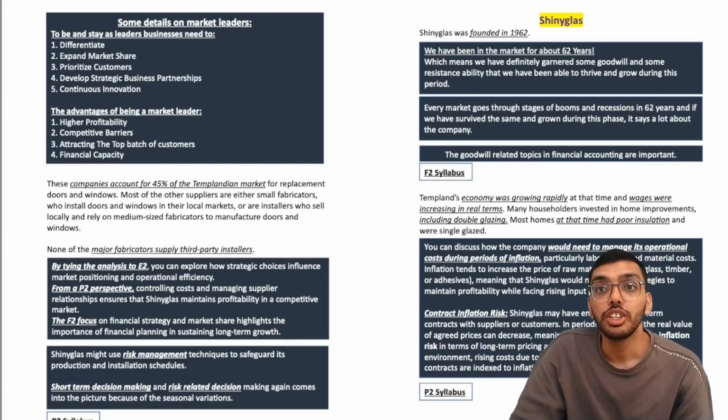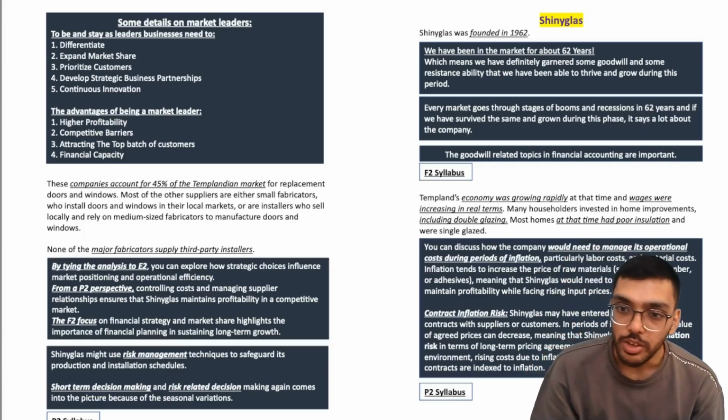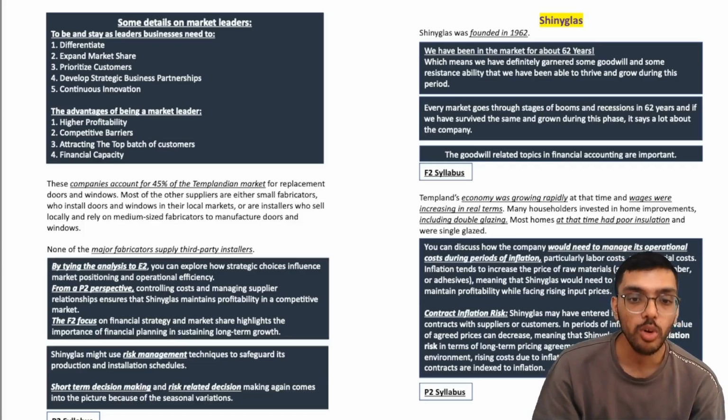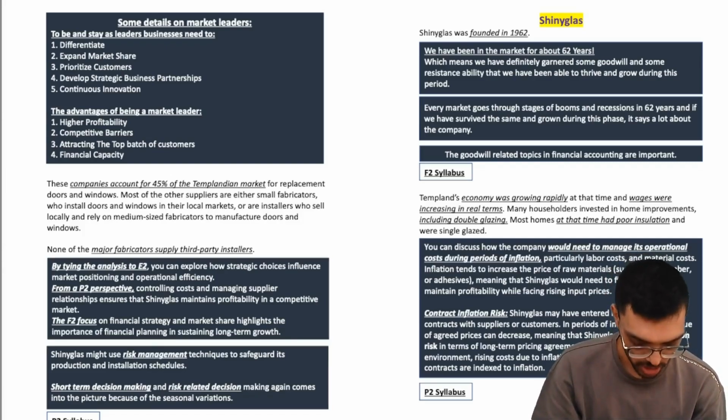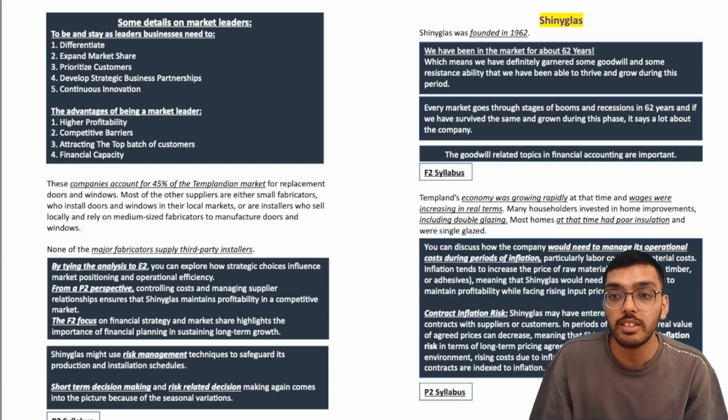Next, Shinyglas. Finally, up until now we did the introduction. We did the background of what double glazing is. Then we spoke about the double glazing industry. After doing so much, we now arrive at the details of what Shinyglas does, its businesses, its operations, and all of that. So let's start.